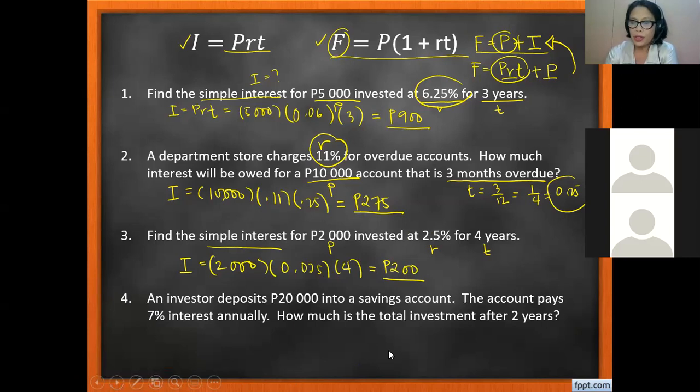An investor deposits 20,000 pesos into a savings account. The account pays 7% interest annually. Okay, so this 7% annual interest rate, class, is a very high interest rate. Usually it's 1%. It depends on the investment, no? This is not actually 7%, but for the sake of solving the problem, so be it. So let's consider the rate as 7%. So how much is the total investment after 2 years?